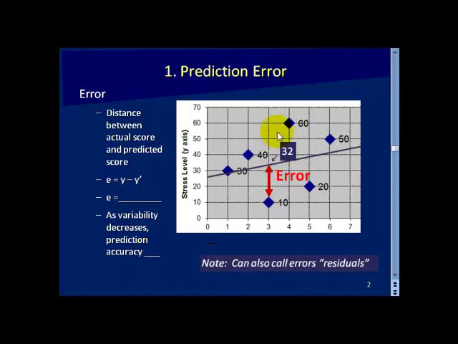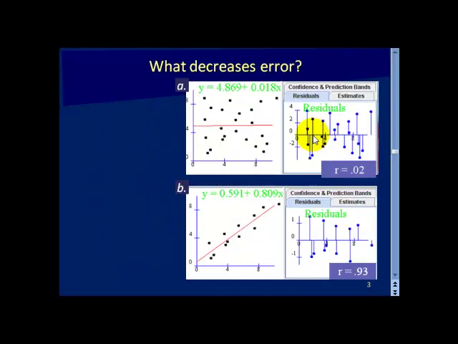So note, you can also call these gaps between the regression line and the actual scores residuals. The way to think about that is this is the residual variability that's left over after you've applied the regression line. Okay, so what decreases error?